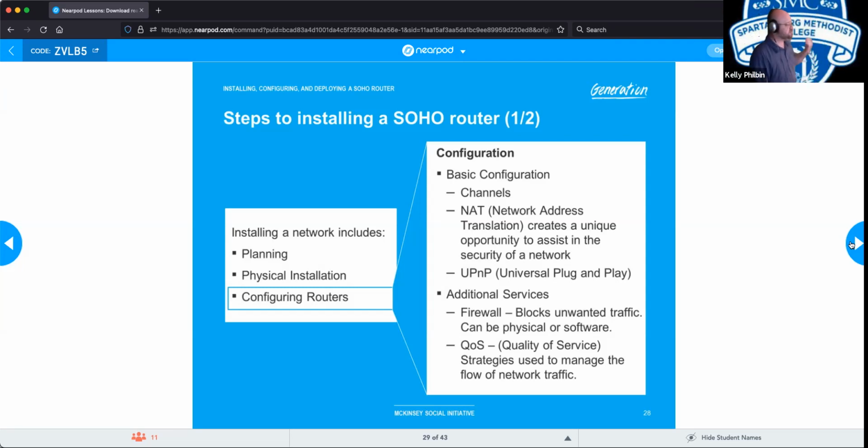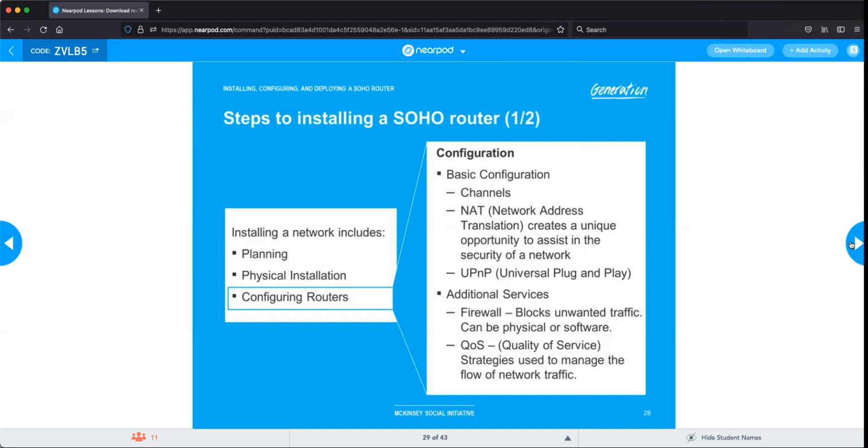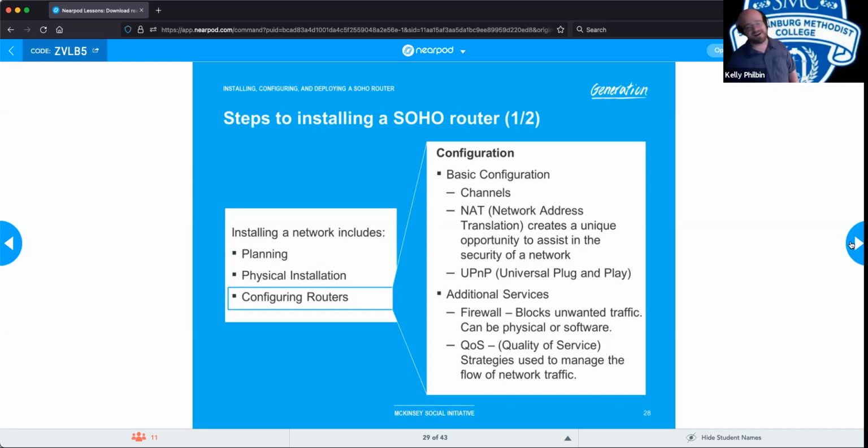It can be a physical device or can be software, but there typically are firewalls even on the commercial routers you get from AT&T, Costco, not Costco, Comcast. I don't know why I keep confusing those two. Comcast or AT&T, they have built-in firewalls in the routers that they give you. You can actually log into them and change them.